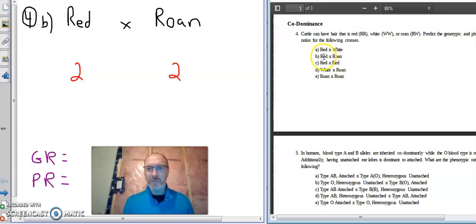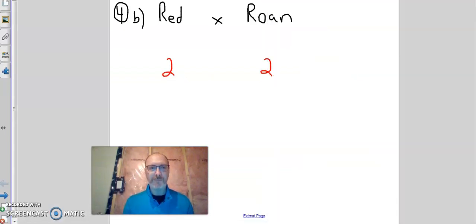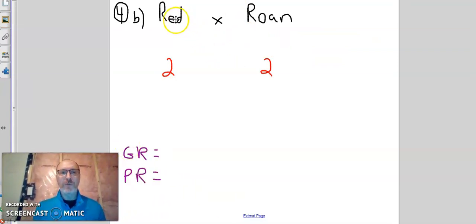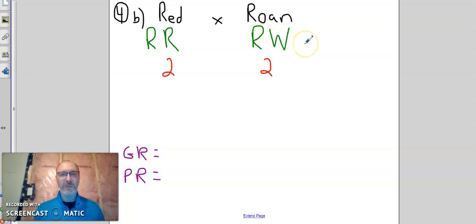So we're going to do red versus roan. The red individual, again, they are going to be big R. That's the only way you can have that red color. And then the roan color is big R with big W. So big R is fully expressed, big W is fully expressed. Half the hairs will be red, half the hairs will be white, and you get a color that's kind of in between. That's the overall effect.